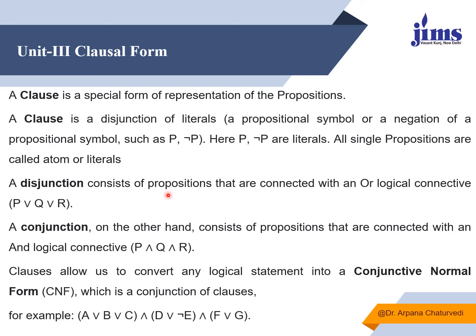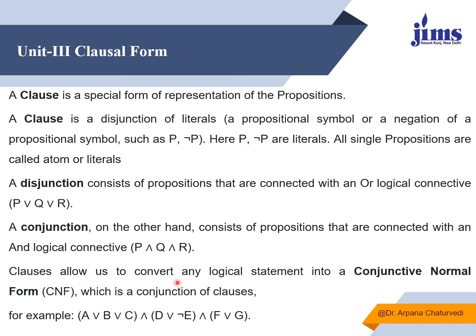A disjunction will always consist of propositions that are connected with the OR logical connective. Like this is the disjunction form of a proposition. If three propositions P, Q and R are given, and we connect all three using the OR connective, this is a disjunctive normal form. A conjunction, on the other hand, consists of propositions connected with each other using the AND logical connective. Like here, if P, Q and R are three different propositions, all three are connected with each other using AND. So this is a conjunctive form.